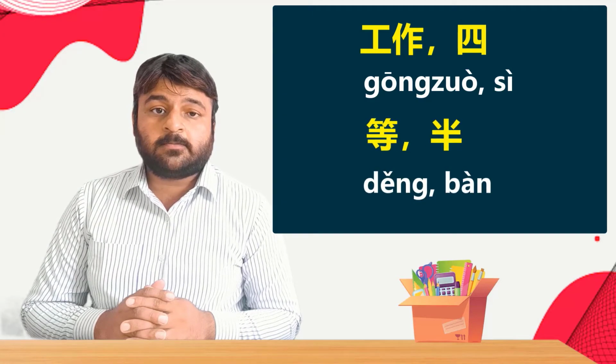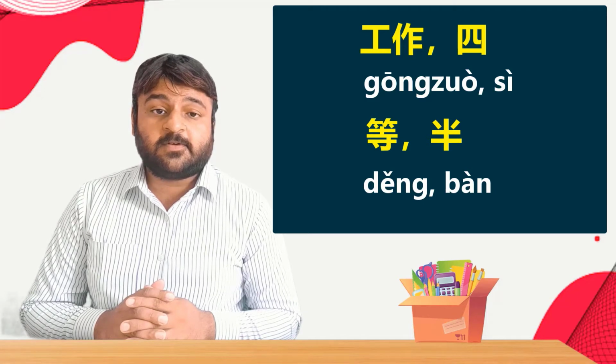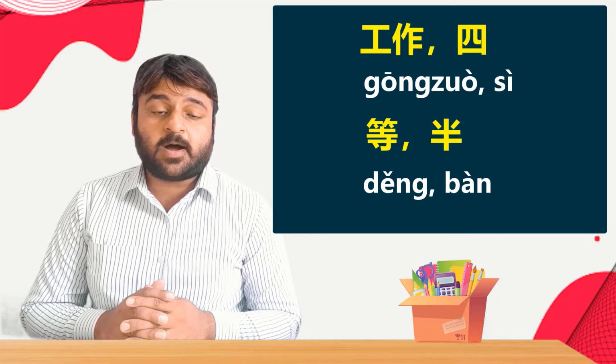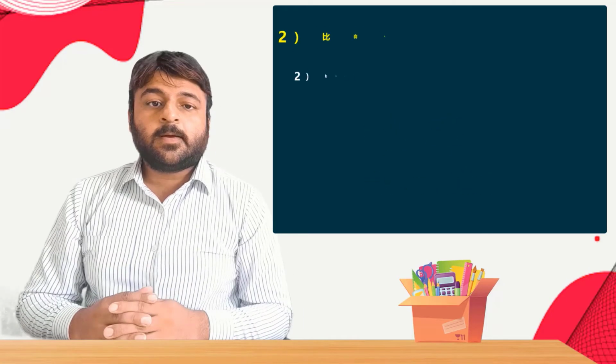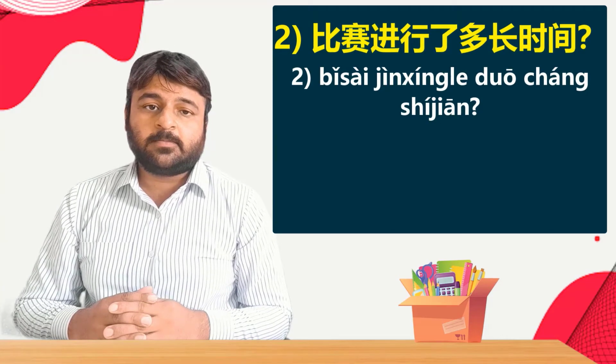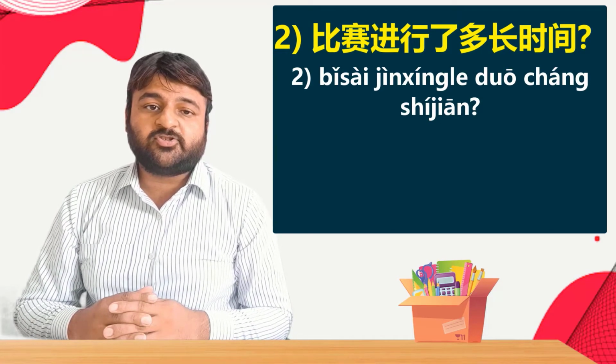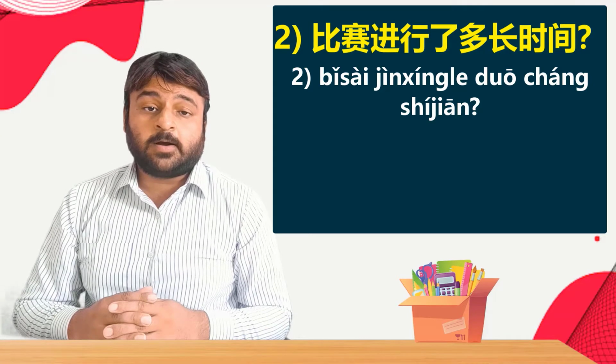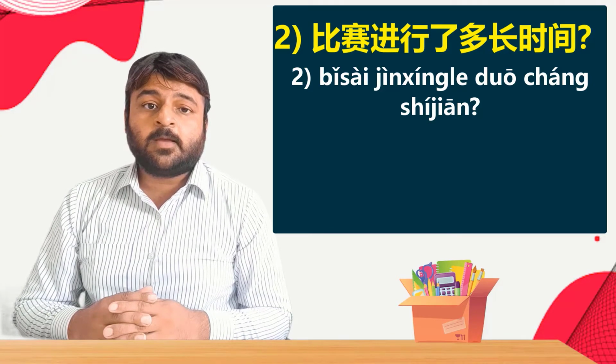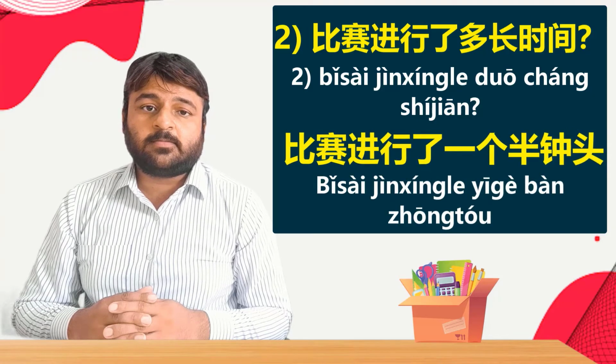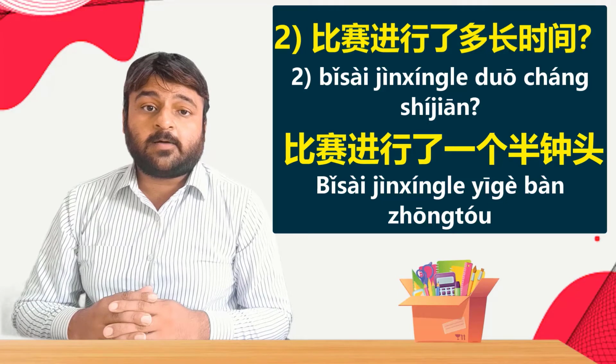等 to wait, 半 half. Just now you waited for what time? Just now I waited for half an hour. Moving on to the second sentence, let us read out the following sentence. 比赛进行了多长时间? The competition continued for what time? 比赛进行了一个半钟头. 一个半 is 1.5, 钟头 hour. The competition continued for 1.5 hours.